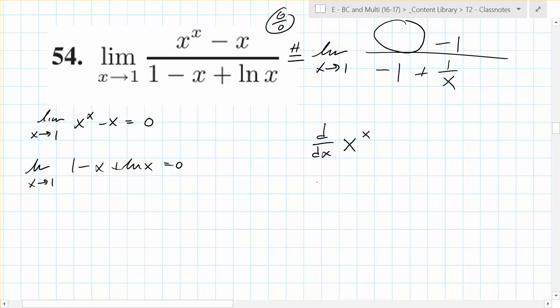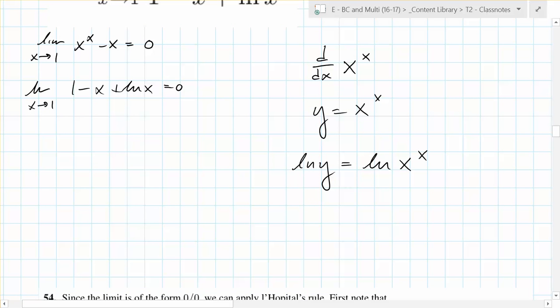Do you remember this? You have y is equal to x to the x, correct? Do you agree with that? Okay, so what do you do here? ln y is equal to ln x to the x, correct? You with me so far? I haven't broken any laws in terms of math here, right? So ln y is equal to x ln x, correct?